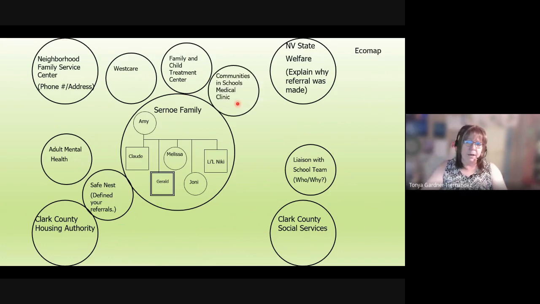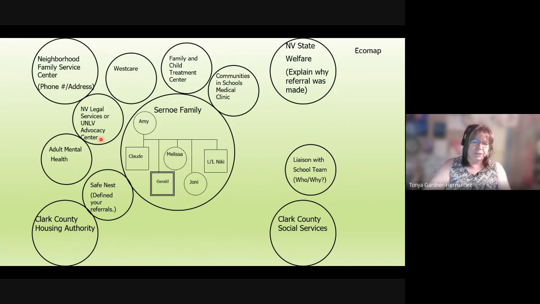We also have Communities in Schools, which has a medical clinic that we could potentially go to. So we would look at Communities in Schools and try to see if we could have some different supports or different resources, different things that maybe they might be able to do. Some schools have those on campus, some do not.